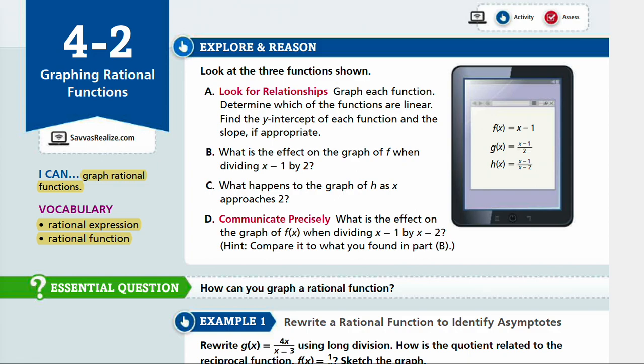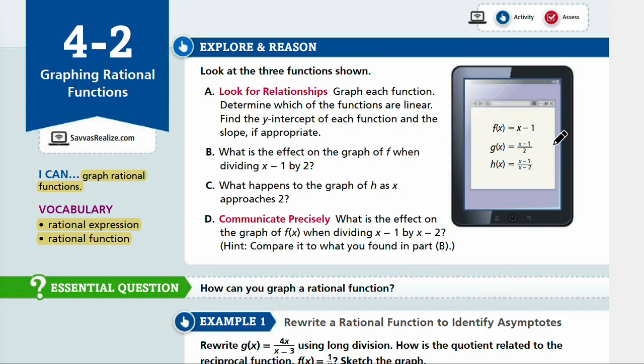Look at the three functions shown. f of x equals x minus 1, g of x is (x minus 1) over 2, h of x is (x minus 1) over (x minus 2). We're going to graph each function and determine which of the functions are linear, find the y-intercept of each function and the slope if appropriate. If you have technology, you can graph it really easily, but if you don't, you also need to know how to graph it by hand.